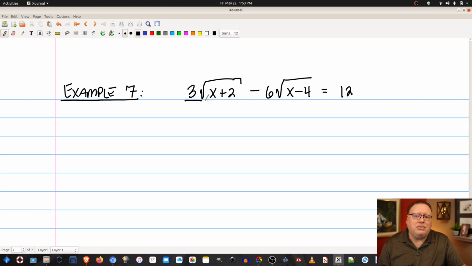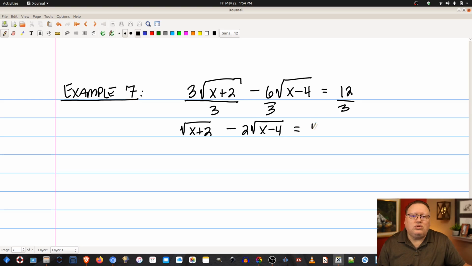So the first thing I'm going to do is divide everything by 3. Okay? That'll help simplify things a bit. So the square root of x plus 2 minus 2 times the square root of x minus 4 is equal to 4. And I want to get everything to one side of the equation, but the first radical. This one I'm going to leave, and that's going to be the first one I solve for.